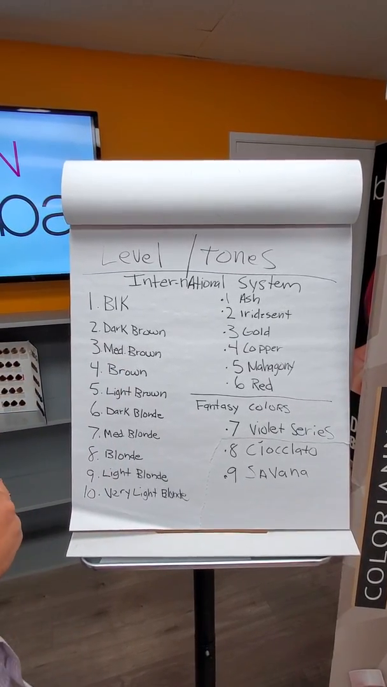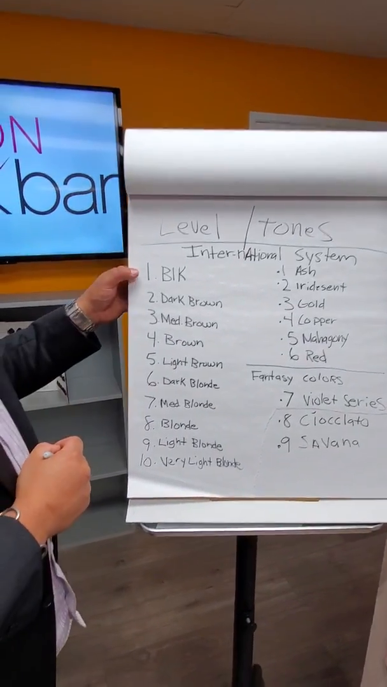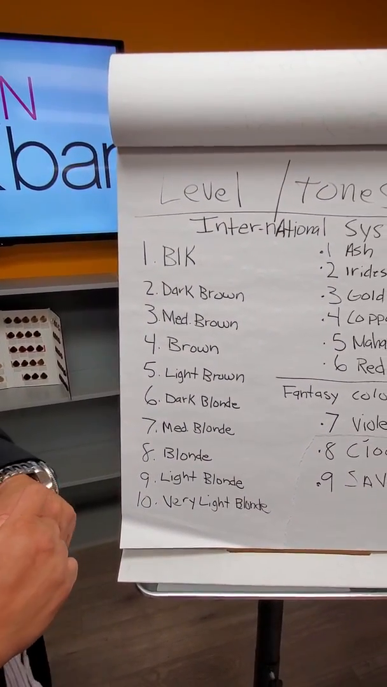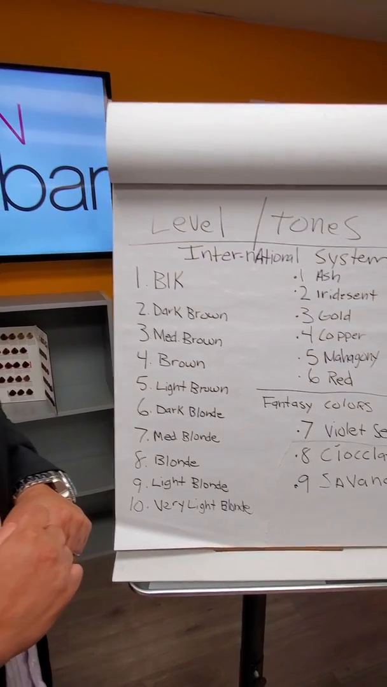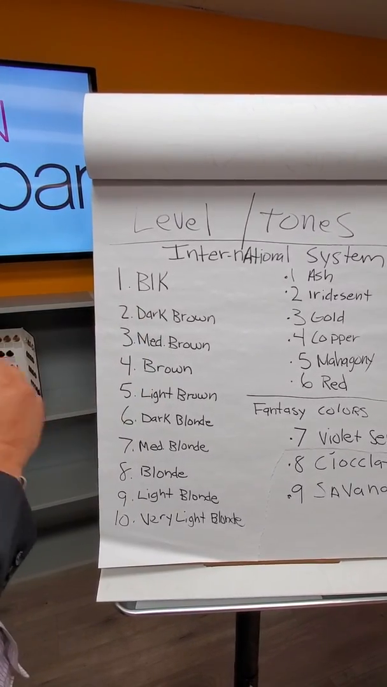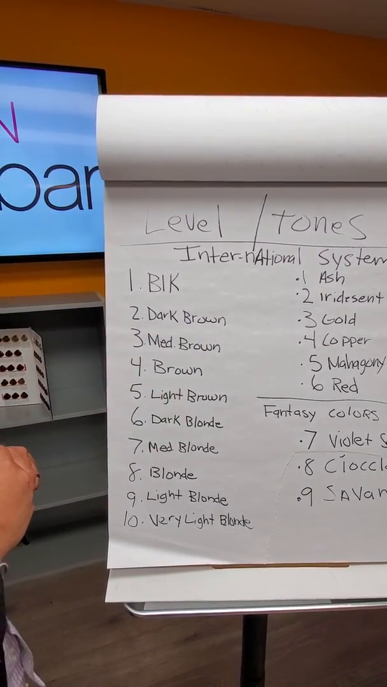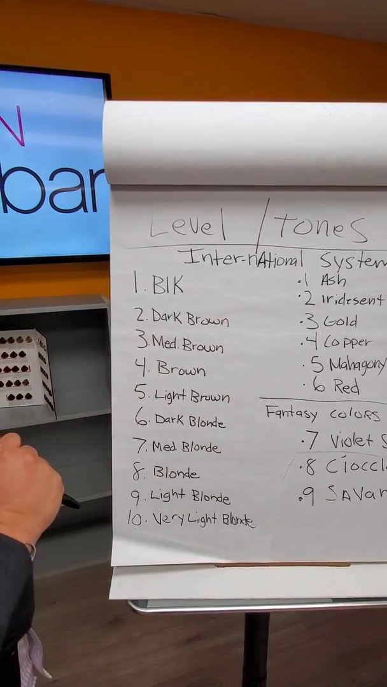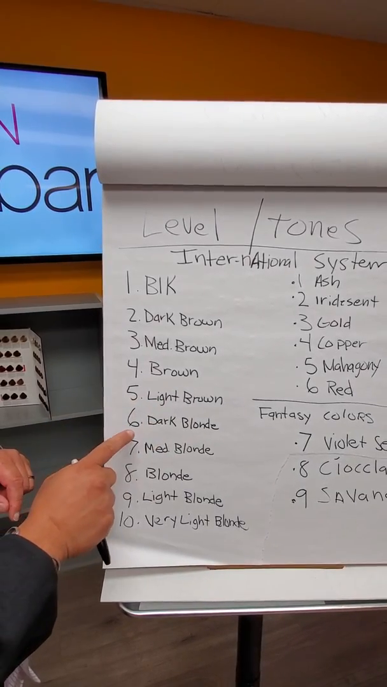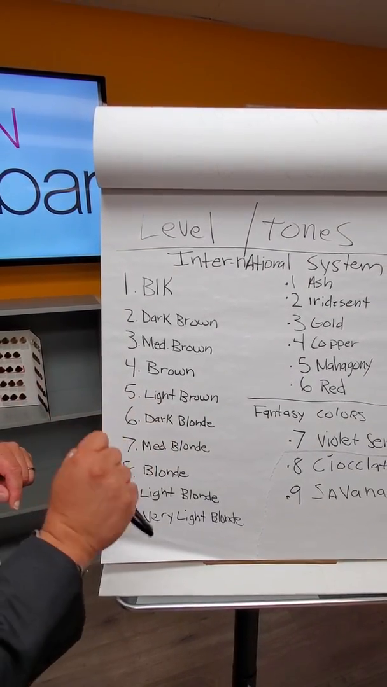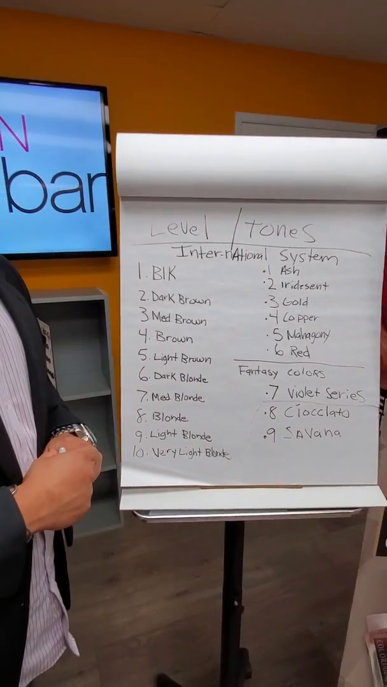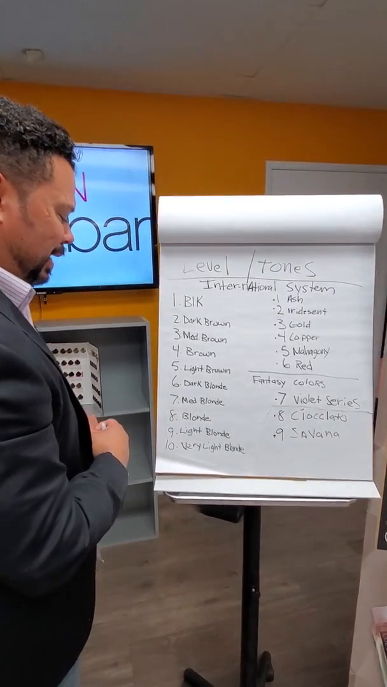Number one is your level system. The levels are from 1 through 10 and very simple and easy to use. The higher the number, the lighter the color. 1 is black. 2 is dark brown. 3 is medium brown. 4 is brown. 5 is light brown. 6 is dark brown. 7 is medium blonde.